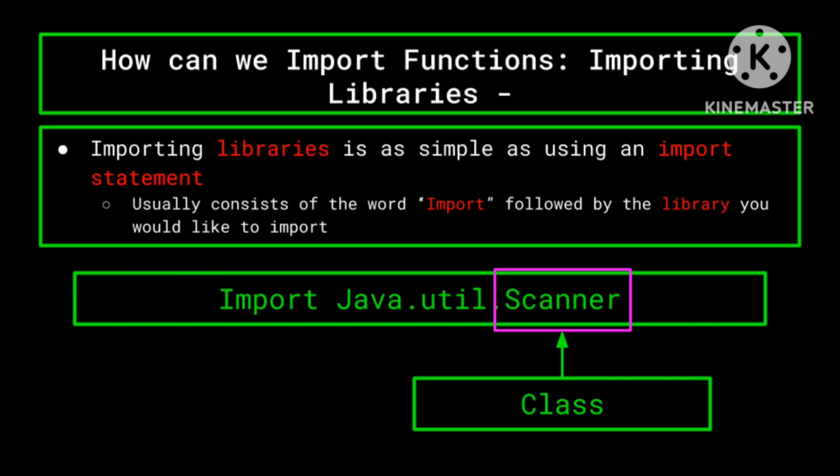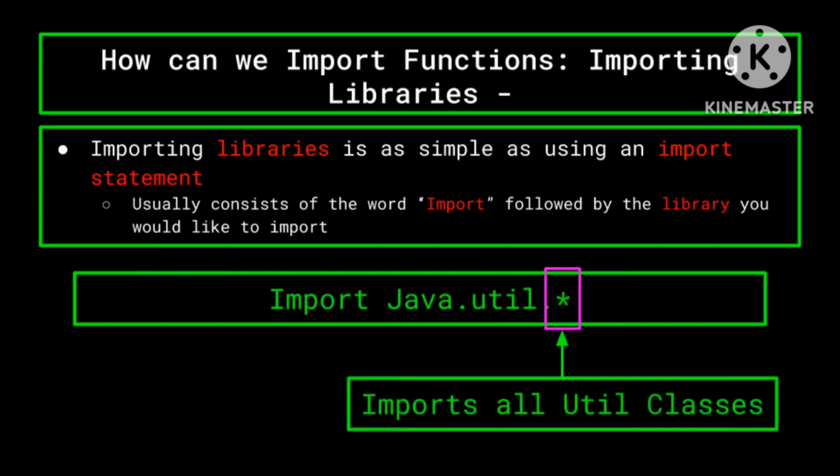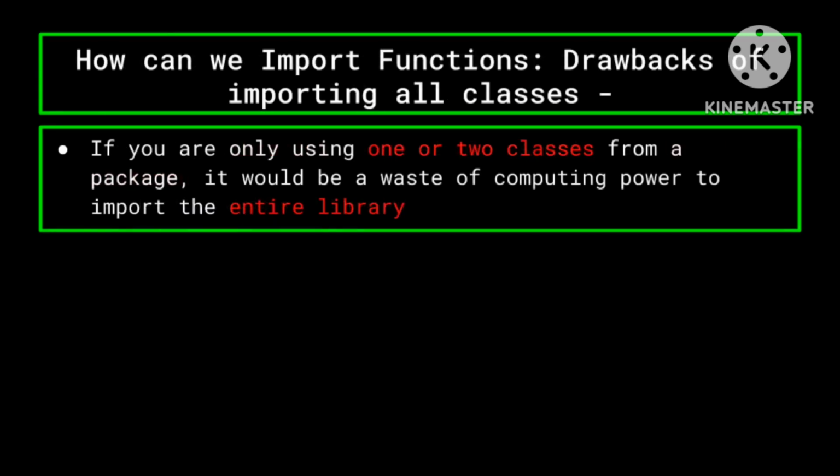Now, if you don't know what specific classes you're going to want to pull methods from, you can use a star to import all classes within the package you'd like. However, it can be beneficial to be more specific and only import the classes you would like, as it helps with the efficiency of the program in the long run.